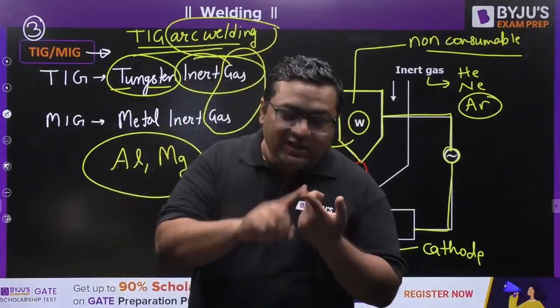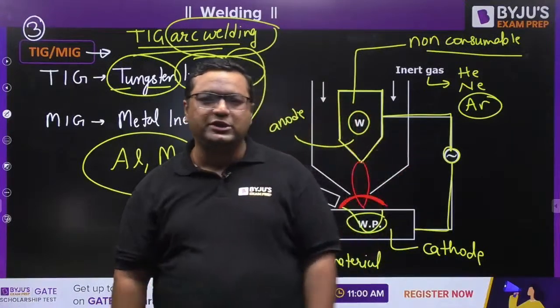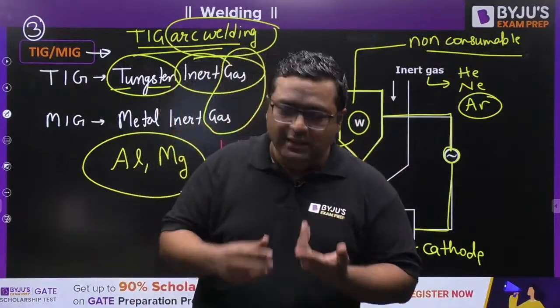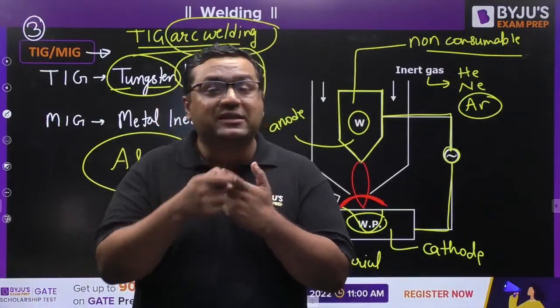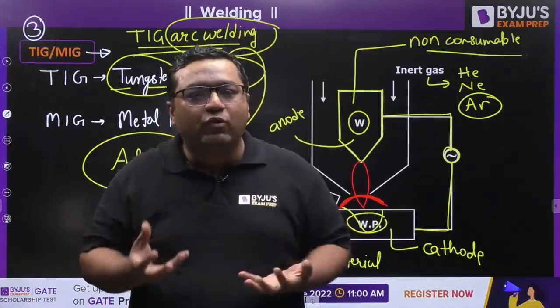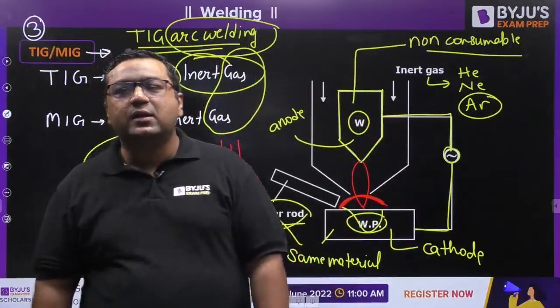So you can see shielded metal arc welding was the first welding process. We have seen the procedure. There were some shortcomings, like we were having discontinuity, we were having slag inclusions. So to remove that, we came up with the submerged arc welding process.